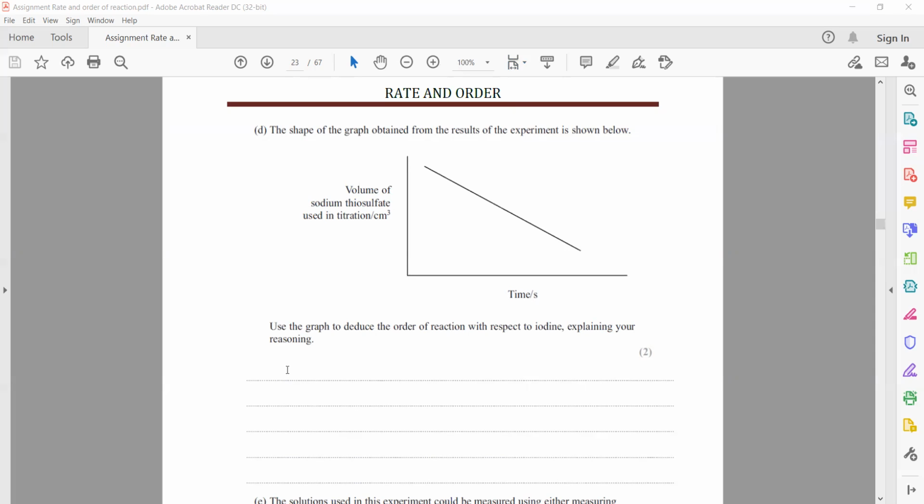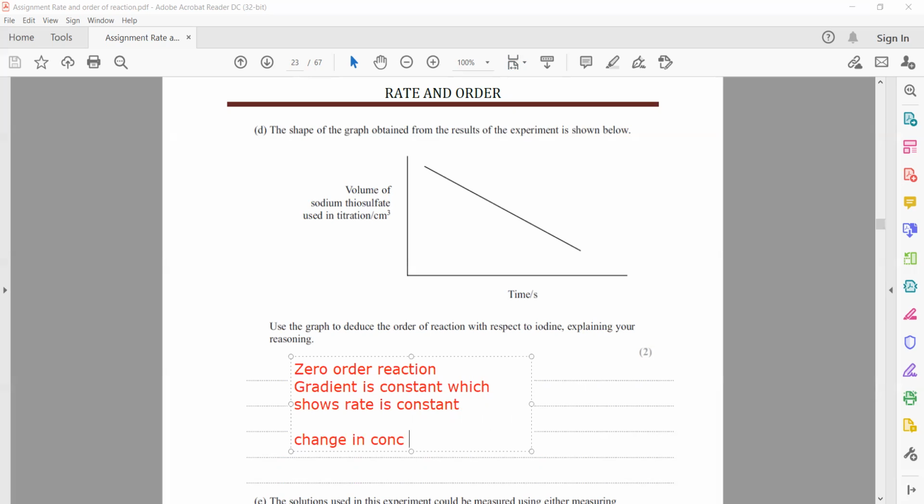So one mark is for mentioning this is a zero order reaction. And what is the reason for that? The slope is constant, or the gradient is constant, which shows the rate is constant, or we can say the change in concentration of iodine with respect to time remains the same. That's why it is a zero order reaction.